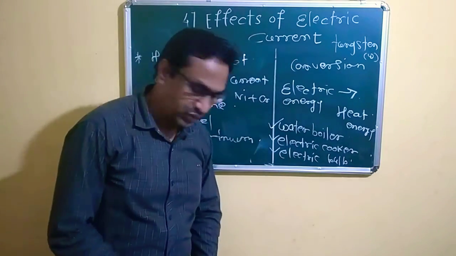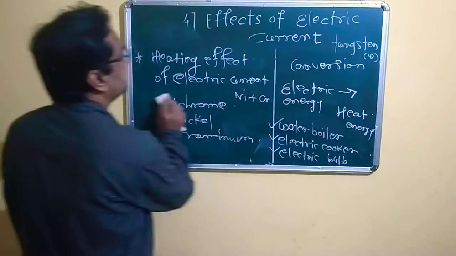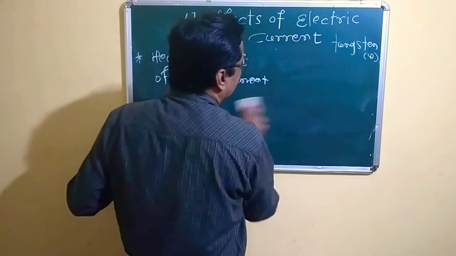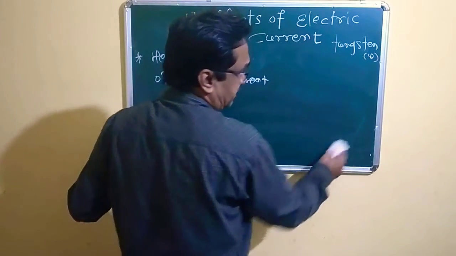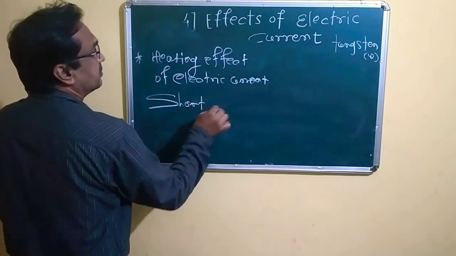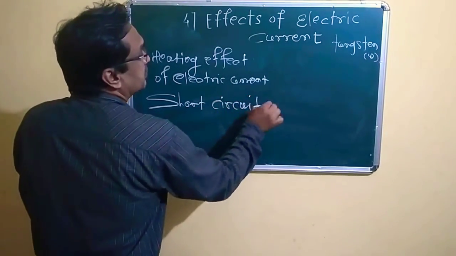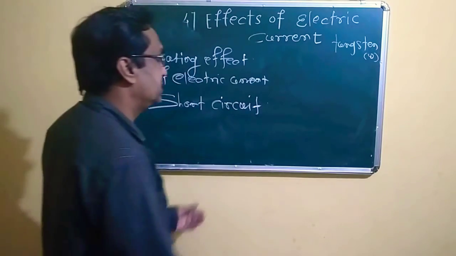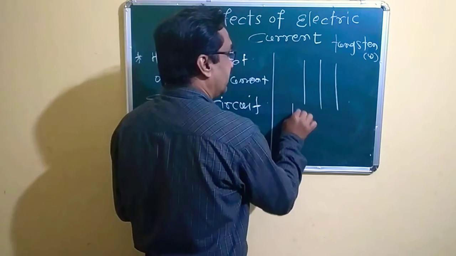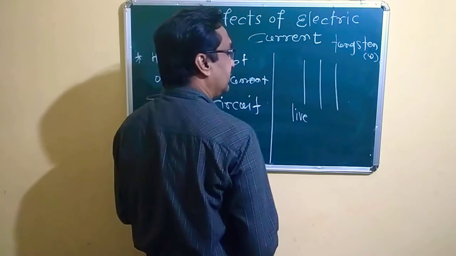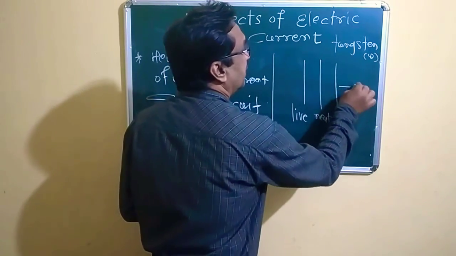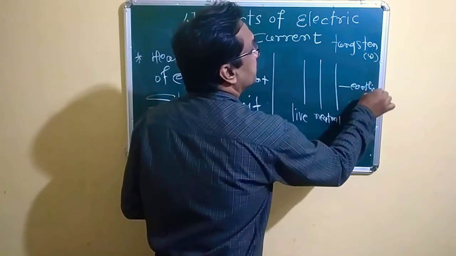Another two things we have to discuss today: we have already seen that short circuit is there. So what is meant by short circuit? We have already seen that there are three types of wires. One is the live wire. This one is live. Another one is the neutral, and the third one is earthing.